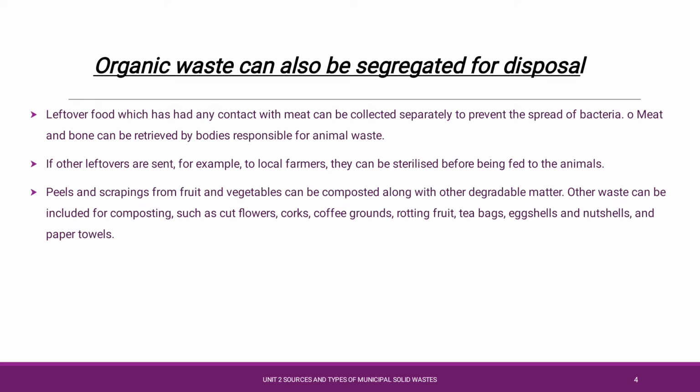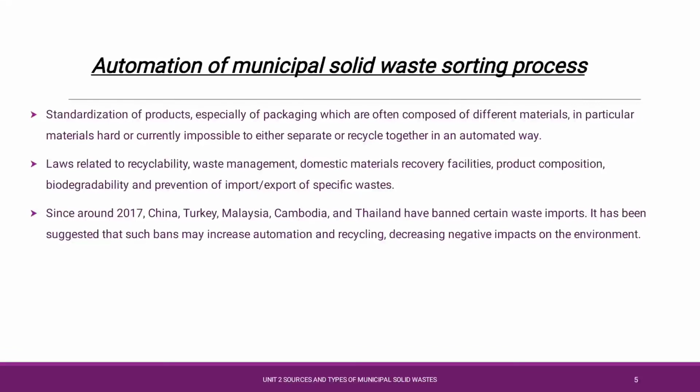And also the peels or the scrap waste from the leftover foods and the fruits should be composted in a proper way through a proper degradation process. So the compost which is obtained after the degradation of the organic matter can be used as a proper manure for the development of various agricultural products. Other wastes included for composting are flowers, coffee grounds, rotting fruit, tea bags, eggshells, nutshells, and paper towels, etc.